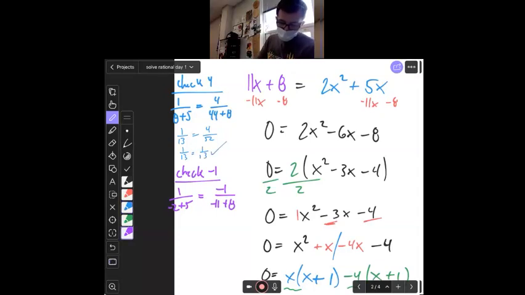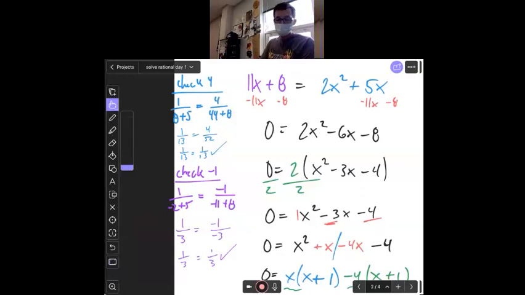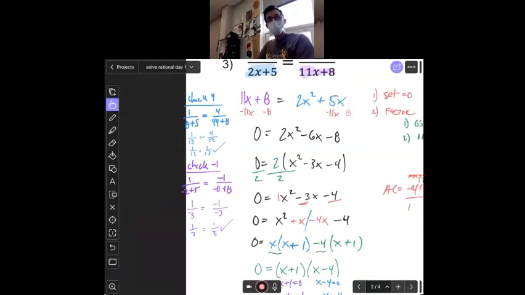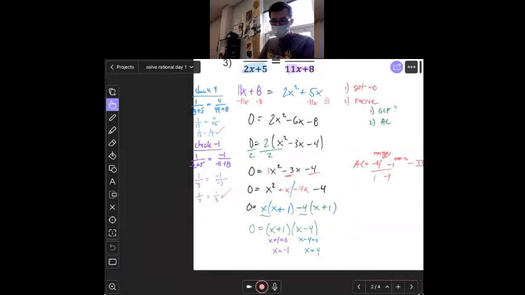And then 1 over 3 equals negative 1 over negative 3. Of course, negative 1 over negative 3 is equal to 1 over 3. That also works. No extraneous solutions there. They both work.